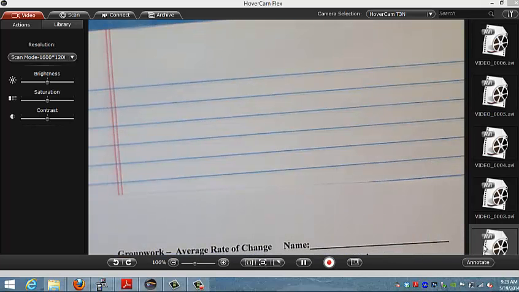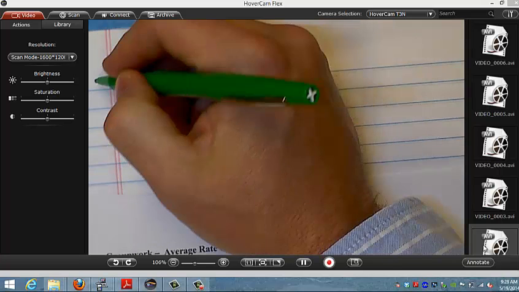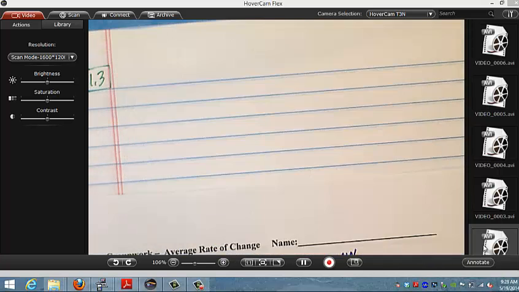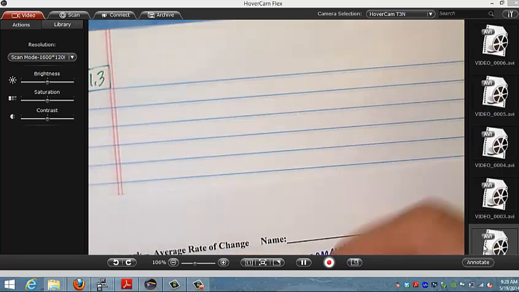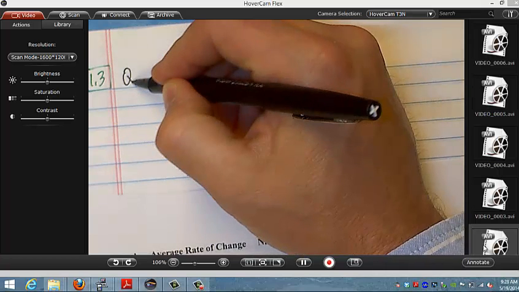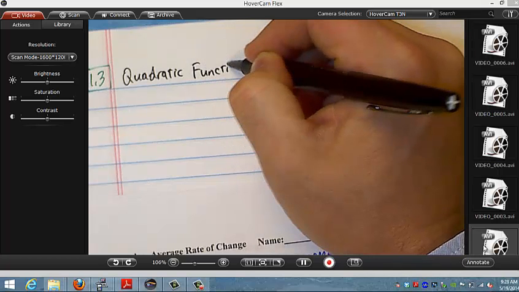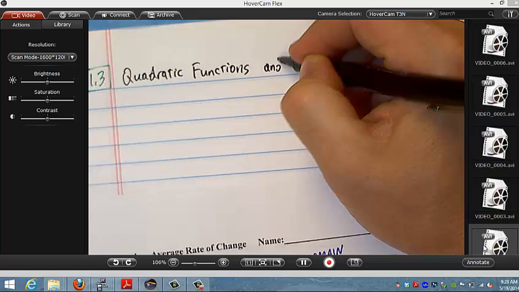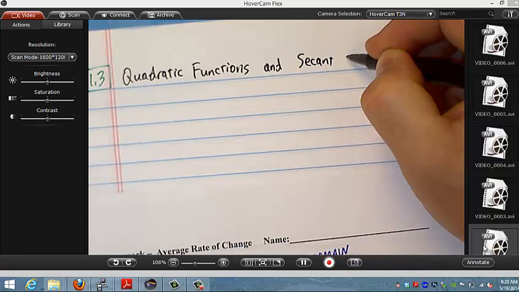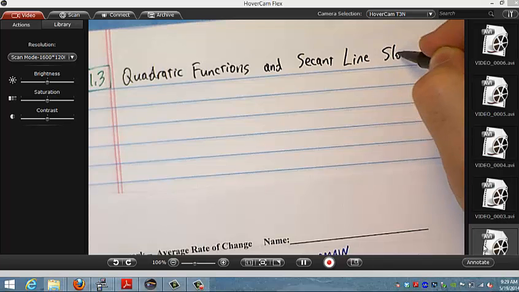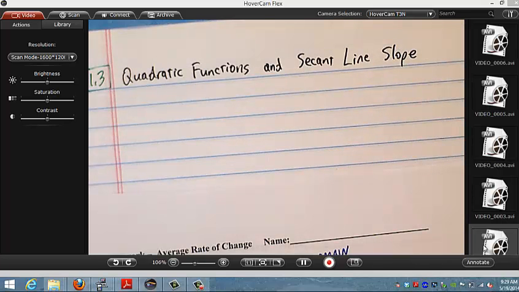Okay? So section 1.3 is the one section that I plan on covering in class from chapter 1. Okay? And it's entitled, well, quadratic functions and secant line slope. And already it's starting to sound like, hey, we're in a pretty technical course here. That's a lot of mathy words there. But you've heard these before, or some of them you have.